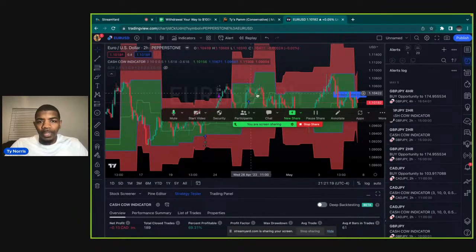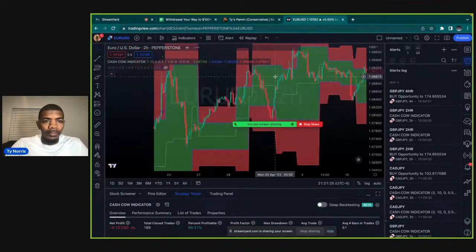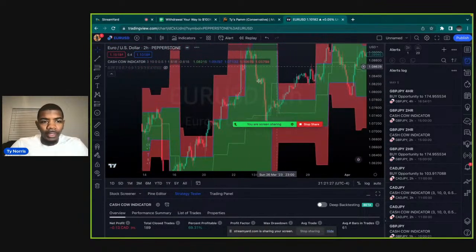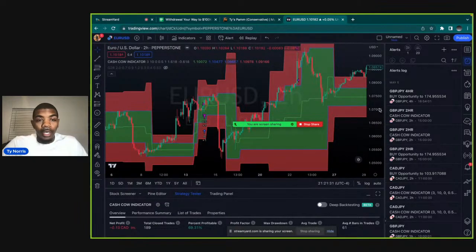So whenever it says buy, I just sell it and go the opposite direction, get my 50 pips, and then I get out. And if you've been watching my stories and things of that nature, then you'll see since January, I've made over $91,000 in profit just from using this indicator. So I'm telling you, the strategy works.